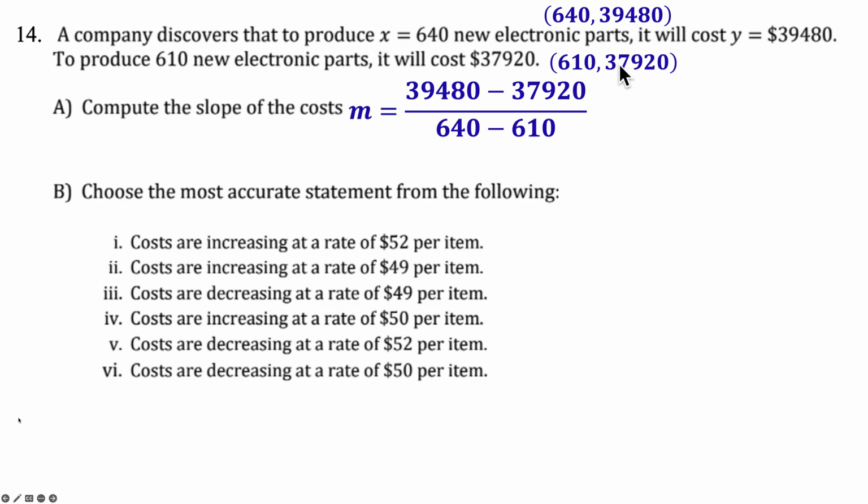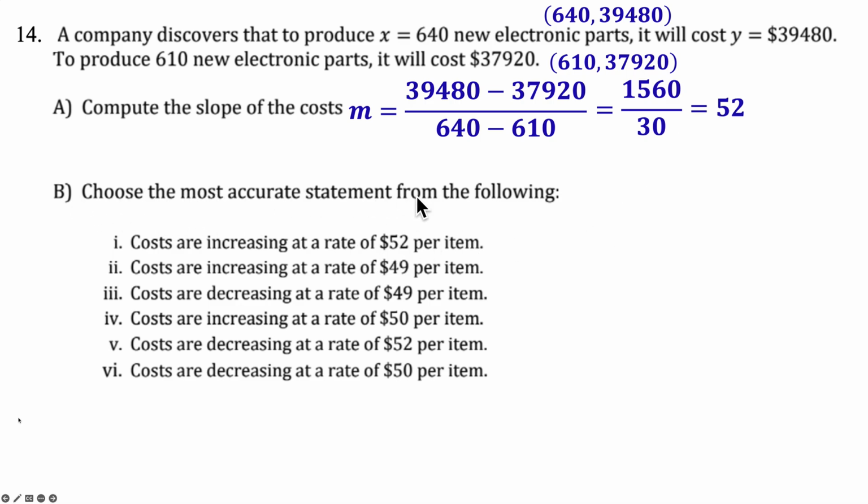39,480 minus 37,920 over 640 minus 610. So here I chose the x and the y with the bigger values to be my second point, and this will be my first point. That comes out to be 1,560/30. I reduce that to 52 when I divide it.